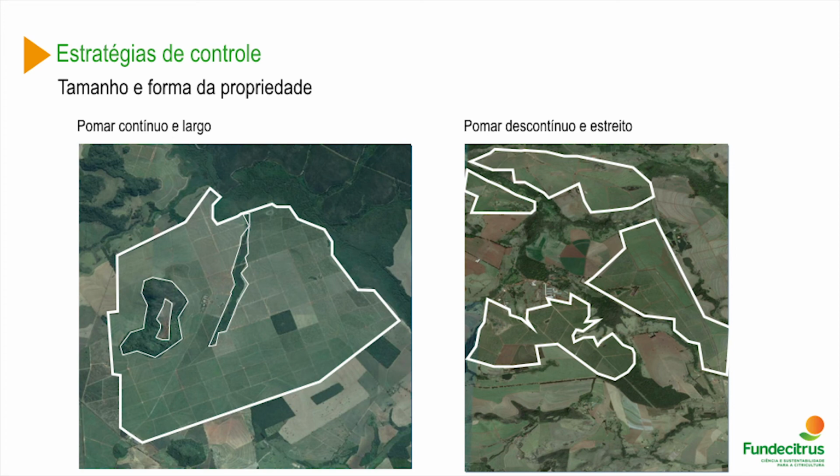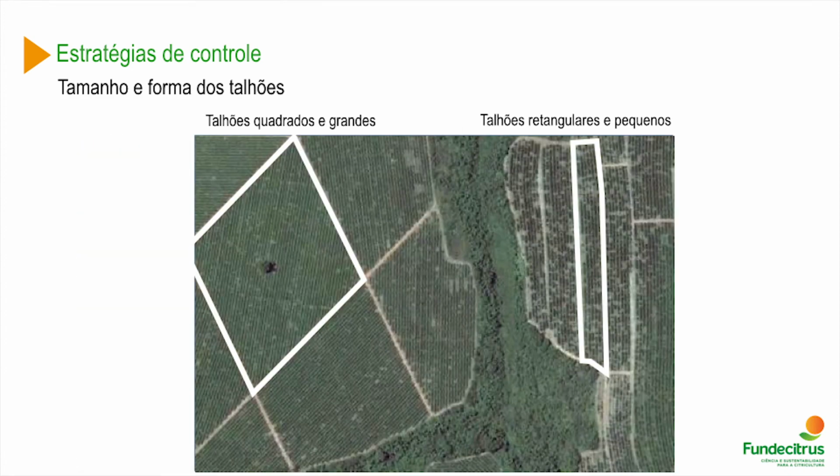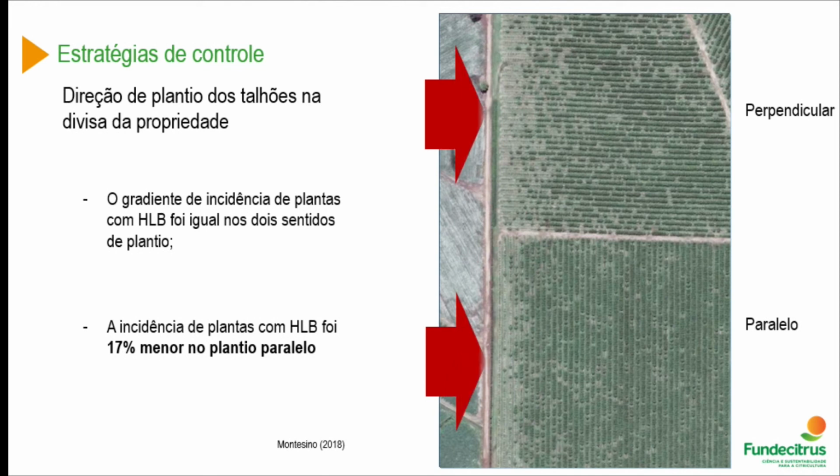Therefore, that helps us to establish new plantings, new projects, always thinking about broad and large areas instead of thinking about not continuous areas. That will reflect on the size of the plots that we should have in the farms. Squared and large plots will have lower border areas than if we have narrow and small plots. This is very clear here when you use a large versus a small plot. These are strategies that we can use in order to control HLB.